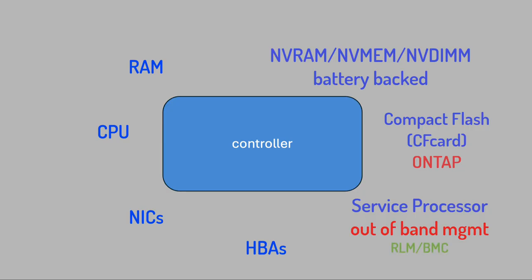And finally, a controller also offers the possibility to connect to the system even if the operating system is down. In the older systems this would be the RLM or the BMC, and in the current systems it is a service processor which is accessible via a separate IP address. So you can reset your system or connect to the console from within this service processor.